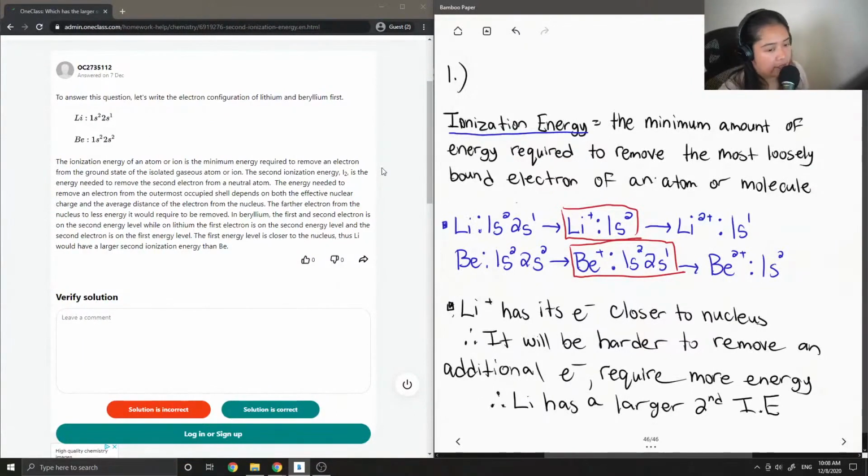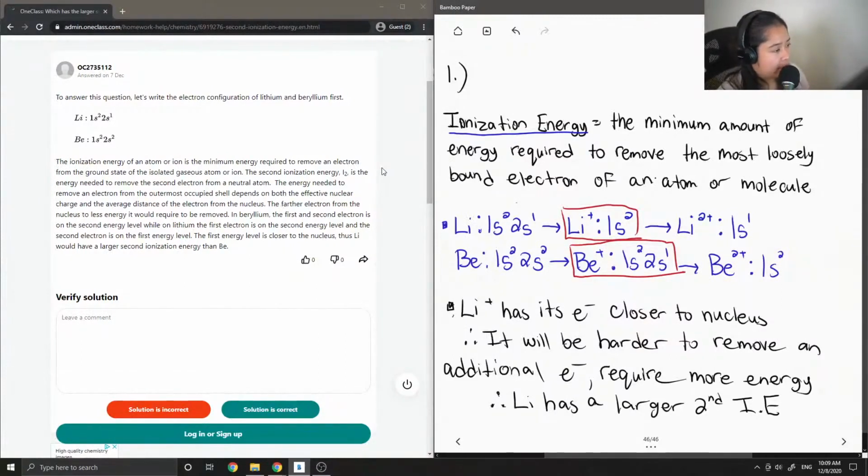Second ionization energy, I2, is the energy needed to remove the second electron from a neutral atom. The energy needed to remove an electron from the outermost occupied shell depends on both the effective nuclear charge and the average distance of the electron from the nucleus. The farther the electron is from the nucleus, the less energy it requires to be removed.